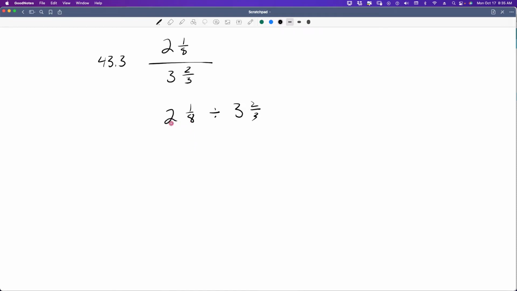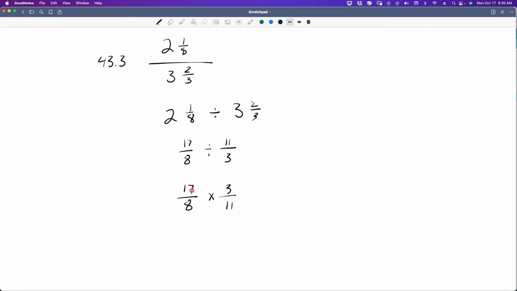What we can do now is turn this into an improper fraction. 2 times 8 is 16 plus 1 is 17 over 8, divided by 3 times 3 is 9 plus 2 is 11 over 3. Now we know what to do. We can keep it, change it, flip it. So we'll keep the first fraction, 17 over 8, change the sign, and flip the third fraction, which is going to be 3 over 11.